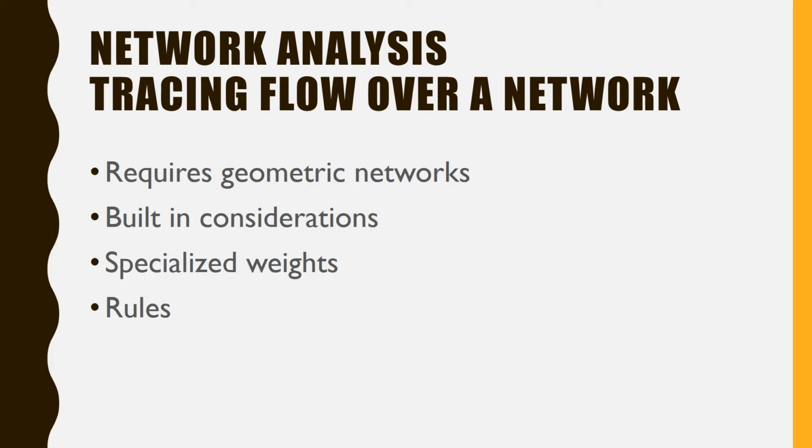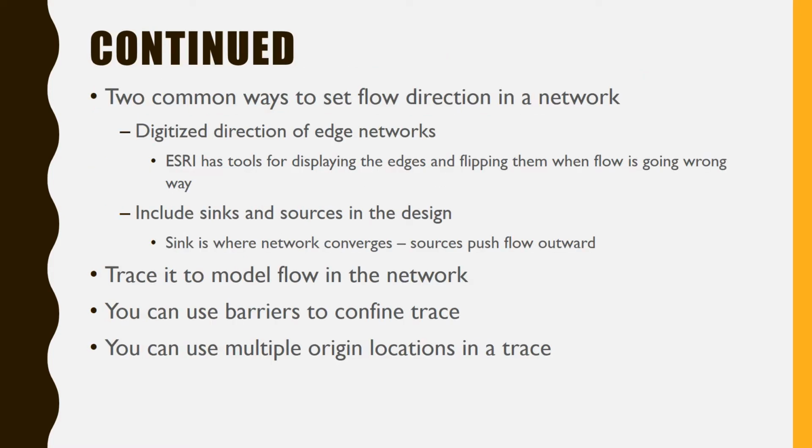Let's talk a little more about networks and tracing flow in a network. It basically requires a geometric network, which means you have to have built-in considerations, specialized weights, and then rules that define how these things occur. The two common ways to set flow direction in a network is to digitize the direction of the edge networks. ESRI has a tool for displaying the edges and flipping them when you want flow to go in a different direction. You can include sinks and sources in the design.